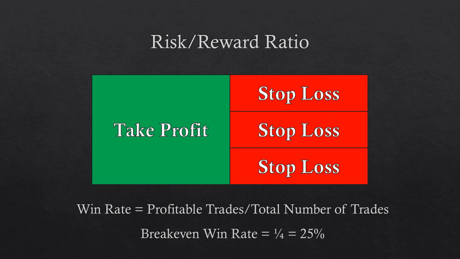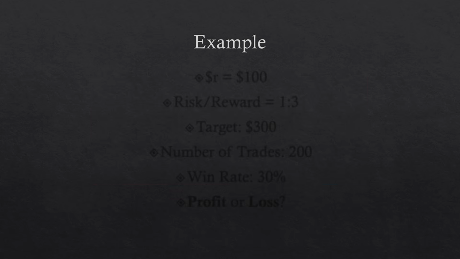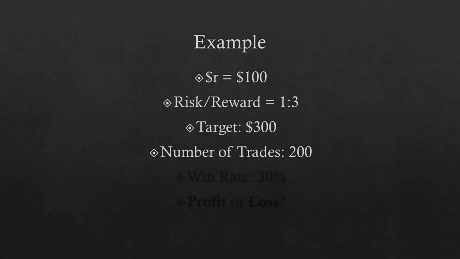What I want you to take away from this is that you can break even with a 25% win rate by using a 1-to-3 risk-reward ratio. In other words, even a win rate slightly higher than that will already produce profits. For example, if you use a risk-reward ratio of 1-to-3 and produce 30% win rate in your trades, you will generate profits. That means you can make money being wrong most of the time if you use a good risk-reward ratio.